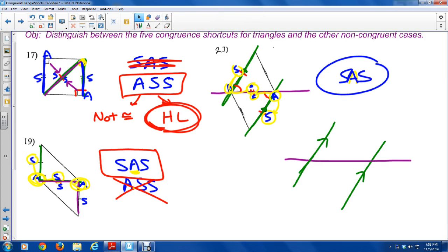Okay, that's really getting you ready sort of for the next step, which is going to be to turn these into proofs. And you're not going to have as much marked on your picture to begin with. You're going to have to come up with more of it based on things that we know to be true.